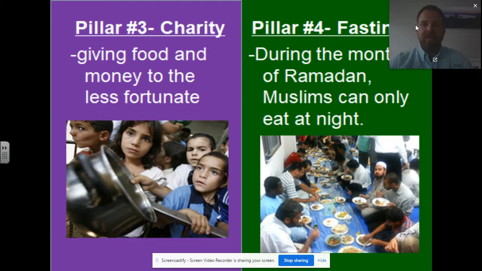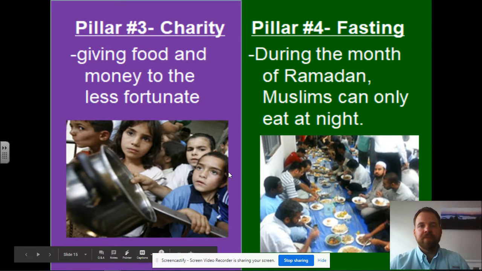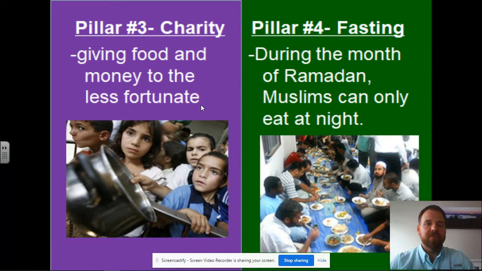Pillar 3 and 4 I put together to talk about. Pillar 3 from the cartoon, if you guys remember, is just about giving charity, whether that be food or money to the less fortunate. So there is no really specific detail about Pillar 3 other than the fact that it is expected that you give charity in some way.